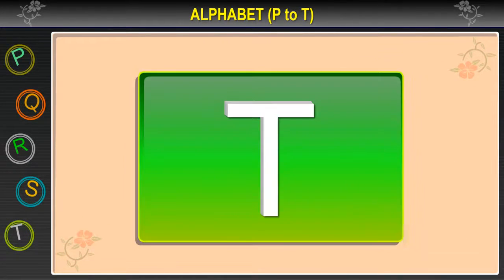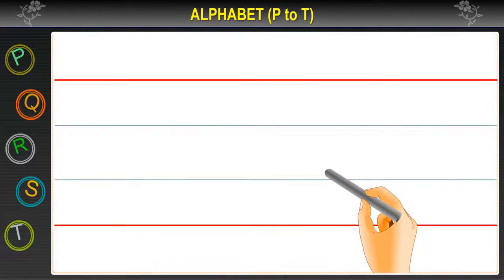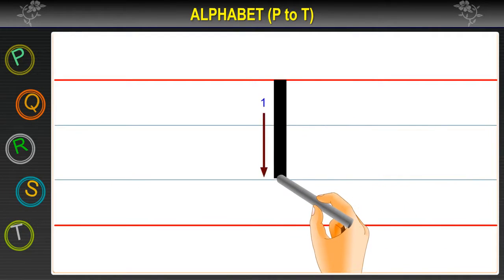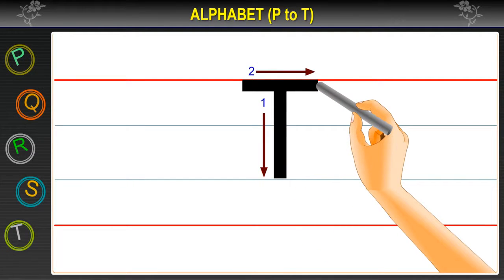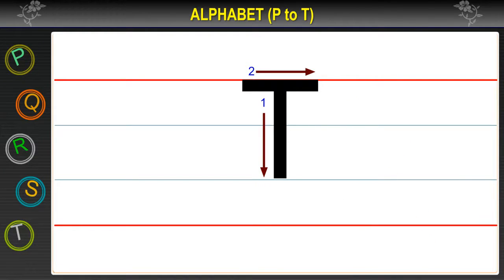Capital T. Draw a standing line from the first red line to second blue line. Draw a sleeping line equally over the top of the standing line. This is capital T.